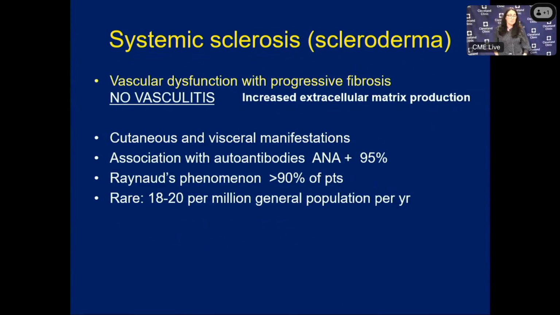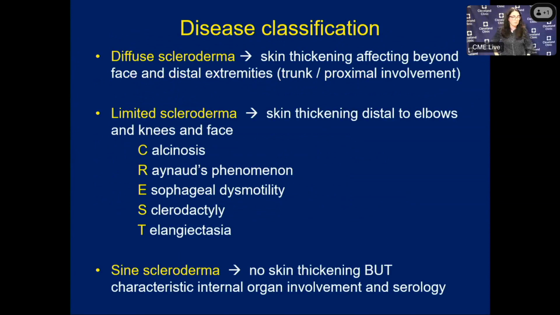Systemic sclerosis is not a vasculitis. It's important to remember it's a vascular dysfunction disease with progressive fibrosis characterized by increased extracellular matrix production. It is typically manifested with cutaneous and visceral manifestations, has a high association with autoantibodies. ANA is positive in about 95% of the patients. Very typical Raynaud's phenomenon is present in a great majority of patients and is extremely rare in the general population.